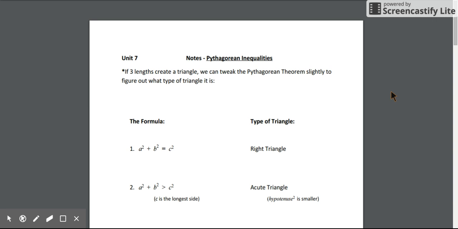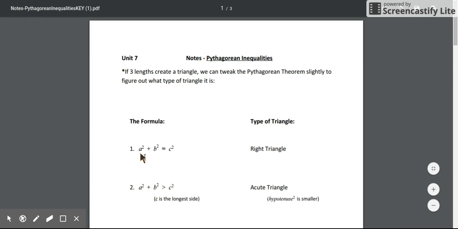In this video, we're going to be talking about Pythagorean inequalities. We can actually use the Pythagorean theorem with a slight tweak to figure out what type of triangle we're dealing with. So the Pythagorean theorem tells us that if a squared plus b squared equals c squared, we're dealing with a right triangle. We can only use this equation when we deal with right triangles.